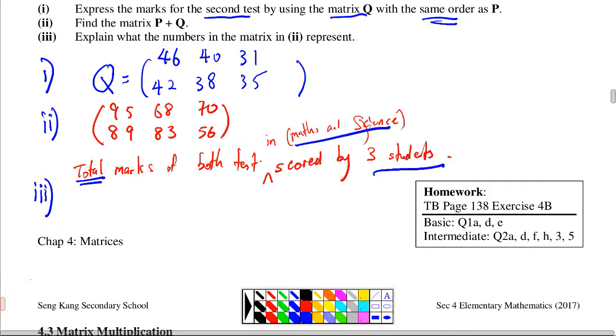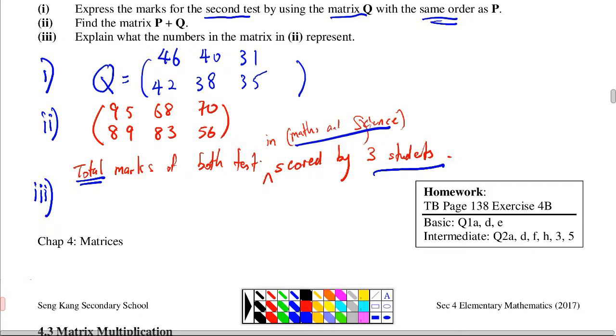We are learning, right? Maths and science. Total marks of both maths and science scored by the 3 students. Very good. You understand?